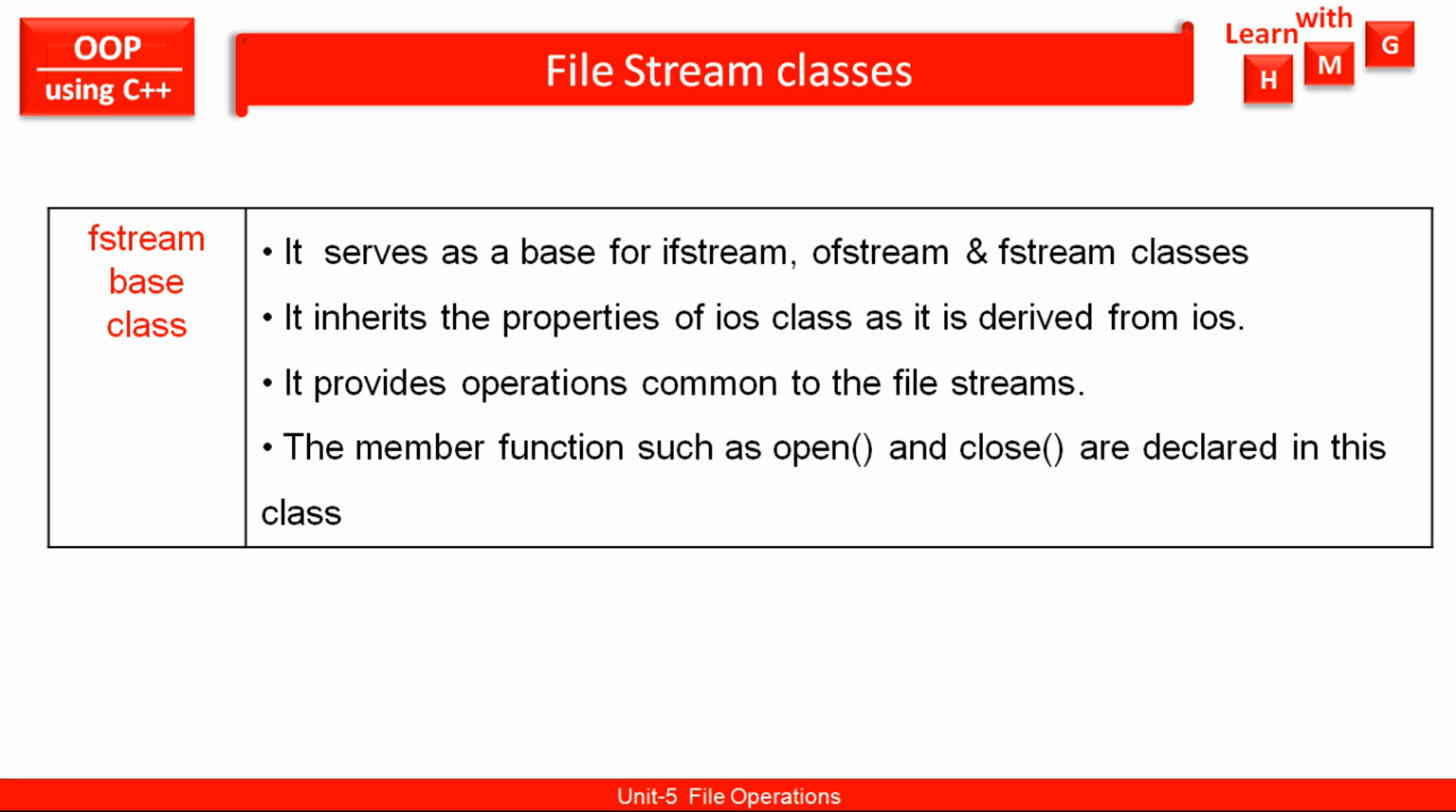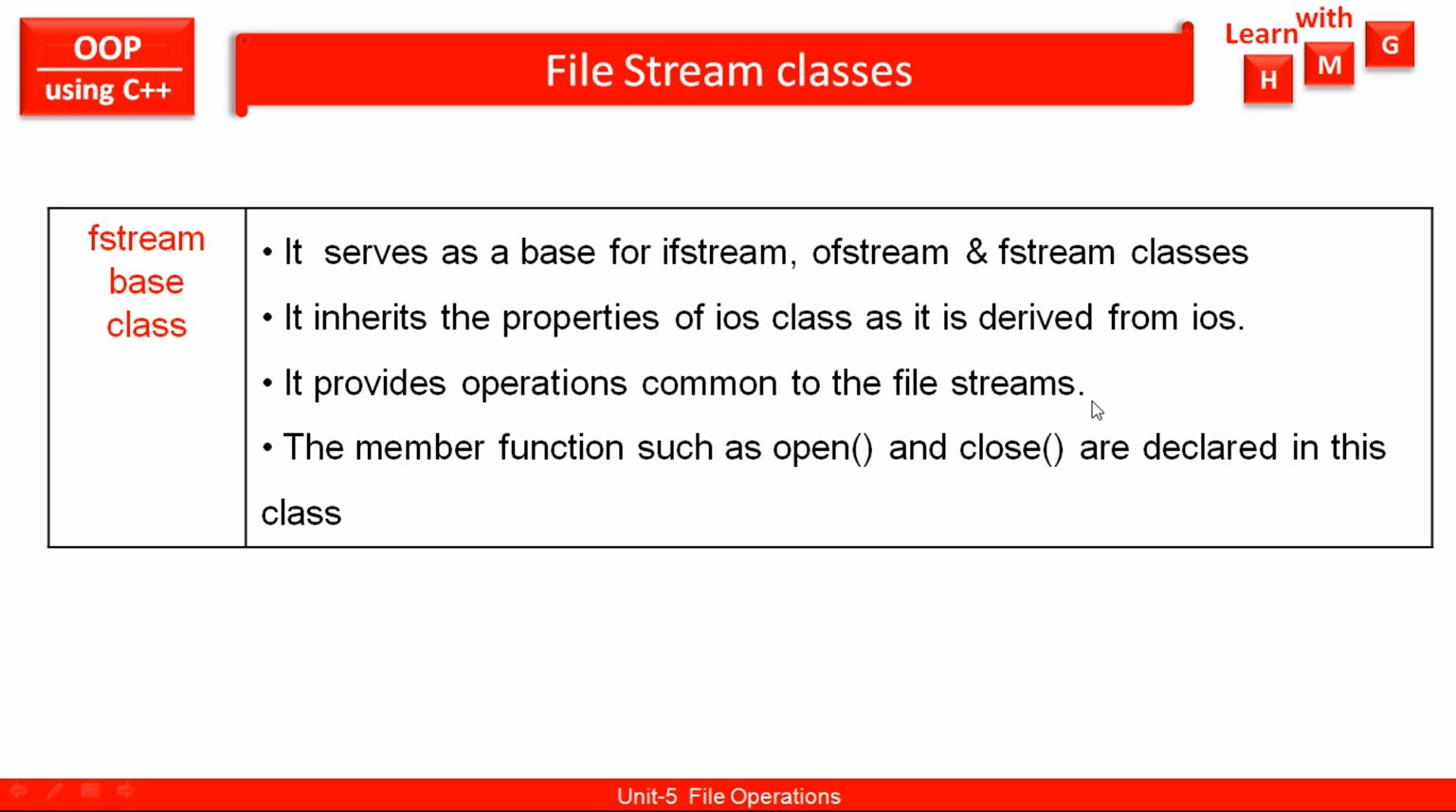Then this class inherits the properties of the iOS class as it is derived from iOS. So iOS is the ancestor class of this system, and the properties of the iOS class are inherited into this fstream base class. This fstream base class provides operations common to file streams, so input file stream, output file stream.